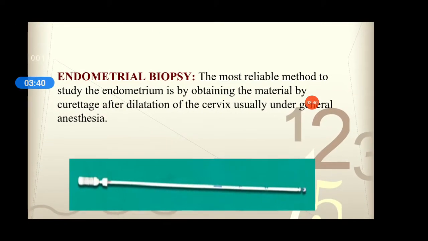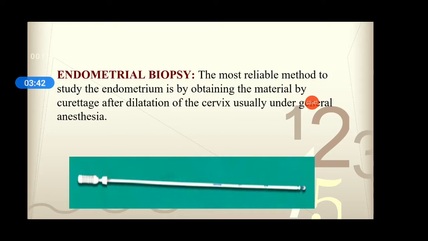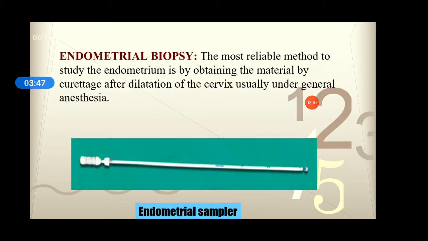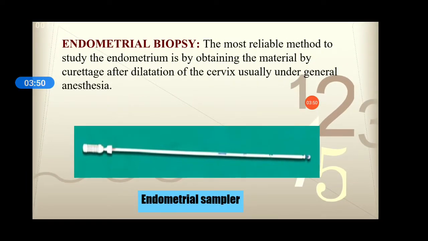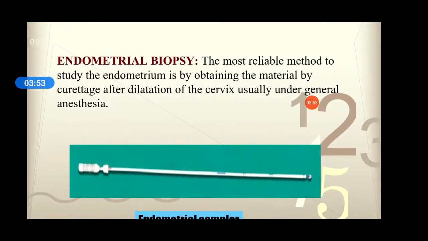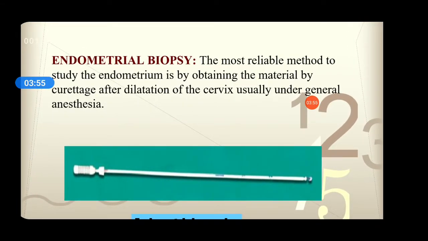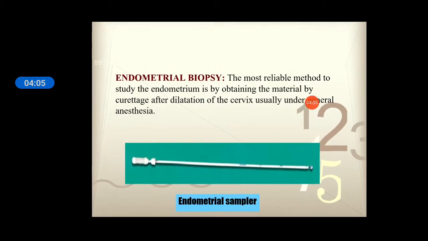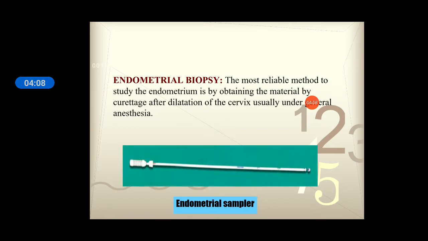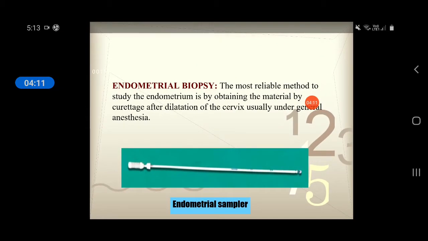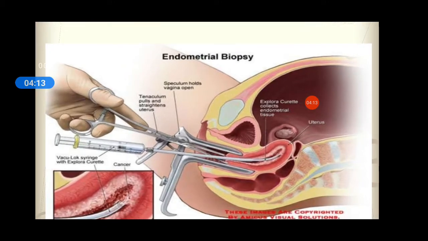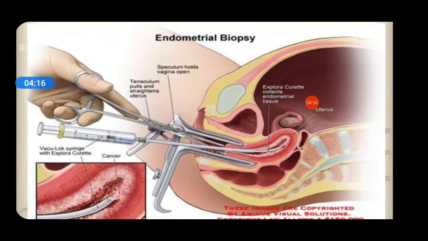Endometrial biopsy: the most reliable method to study the endometrium is by obtaining the material by curettage after dilatation of the cervix, usually under general anesthesia. The endometrial sampler is the same method, but if you want to go for a complete biopsy of the entire endometrium, then you can do it with a procedure called D and C, dilatation and curettage of the cervix. That is, first you have to dilate the cervix and curette the cavity. This is the endometrial sampler which is used to collect the endometrium. See here, this is the method of procedure.